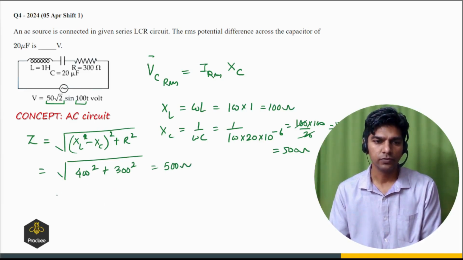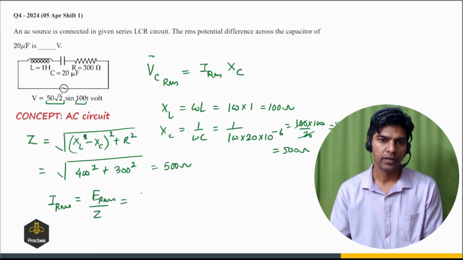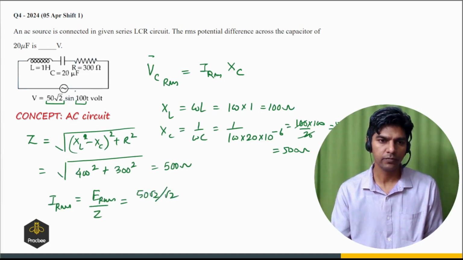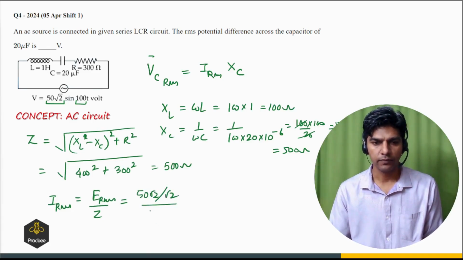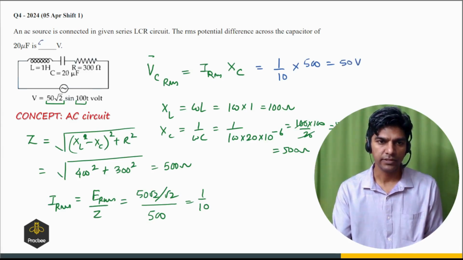If you want to find the IRMS current, that will be ERMS divided by impedance, and ERMS will be 50 root 2 by root 2, right? Because peak voltage is 50 root 2, divided by impedance, which is 500. So this comes out to be 1 by 10. So we know IRMS is 1 by 10, and XC is 500. So this comes out to be 50 volts. So 50 is the answer of this question.